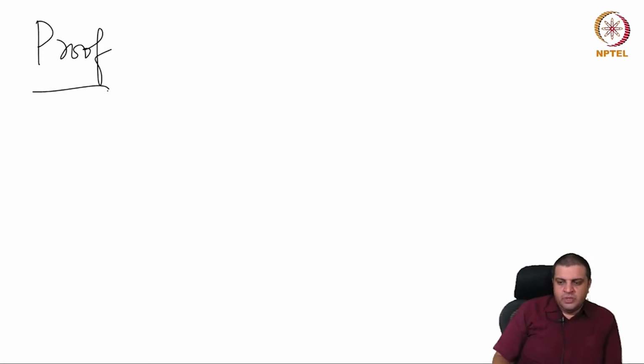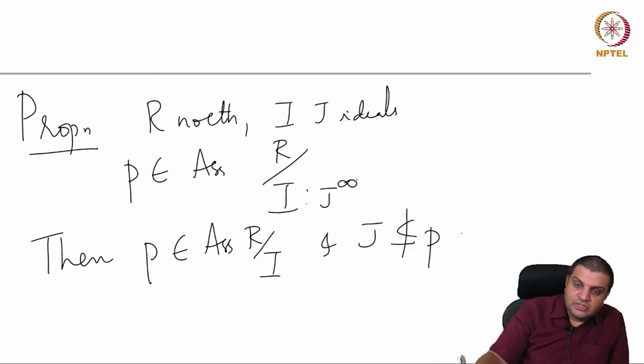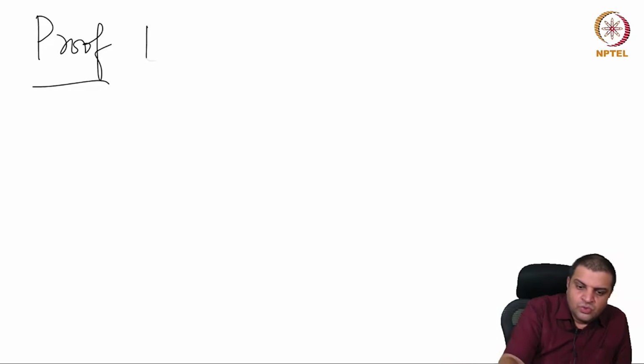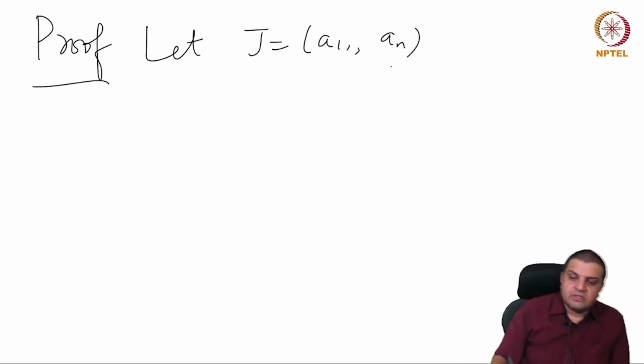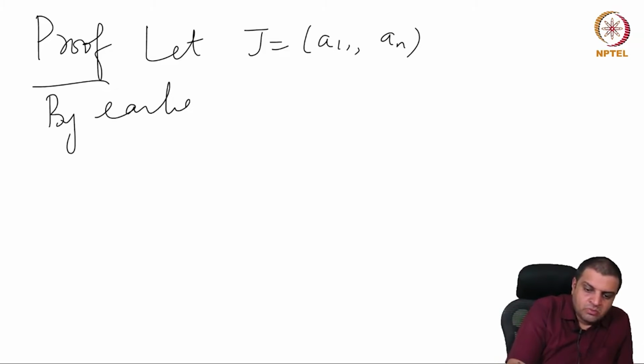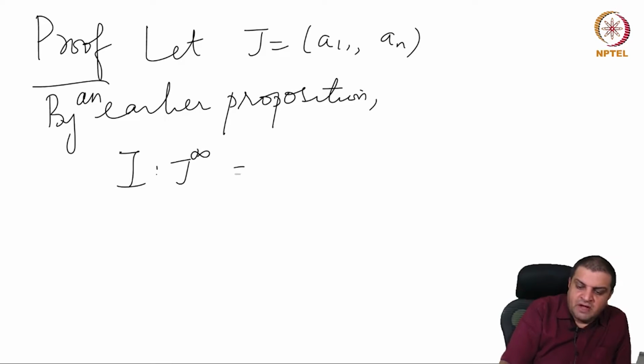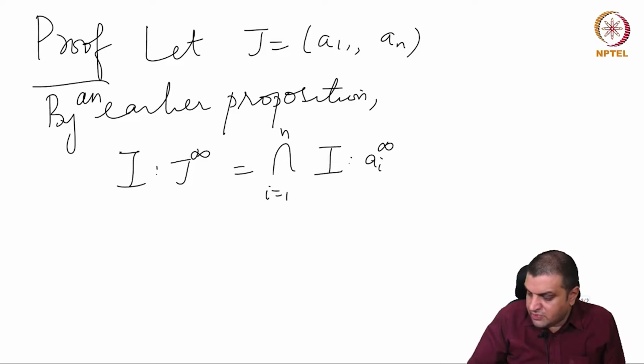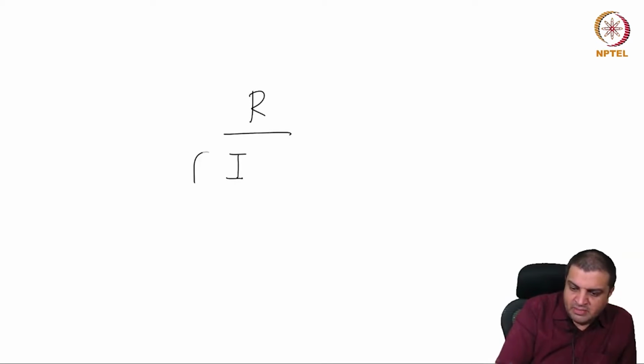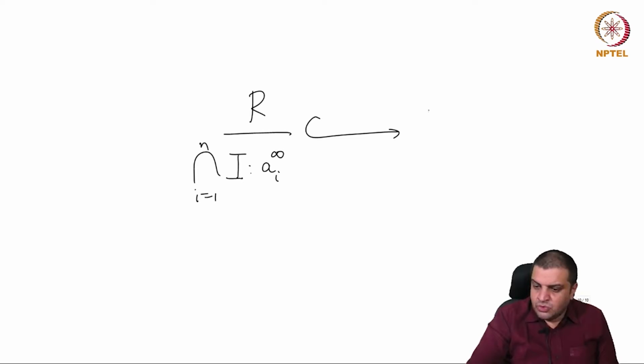So by an earlier proposition, we know what the saturation is. It is just the intersection of the saturations with respect to the individual elements of a generating set. So let J be generated by n elements. By an earlier proposition, the J saturation of I is the intersection of the a_i saturations of I. And we have seen that if you have an intersection of finitely many ideals, this injects R-linearly into the direct sum of those quotients.